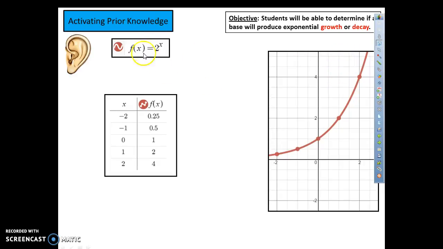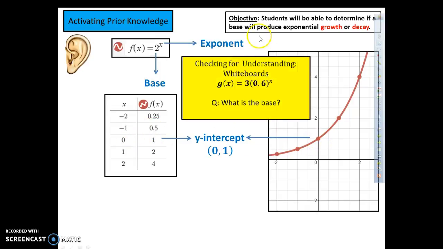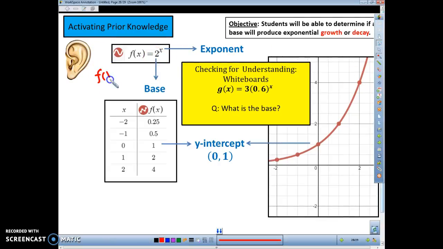I also want to remind you that if I have a general function here, f of x equals 2 to the x, the 2, anything attached to the exponent, is your base value. Your base is always attached to the exponent, and here my y-intercept 0, 1 is found in a graph and a table. Our general exponential function is a times b to the x. What is the base value here for this function?